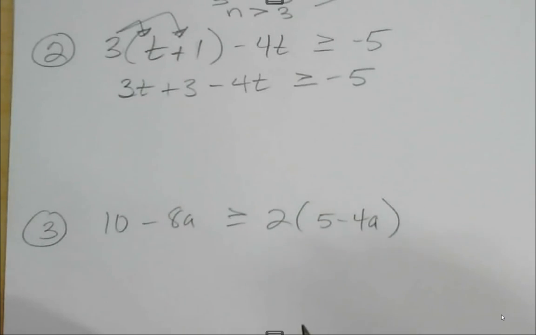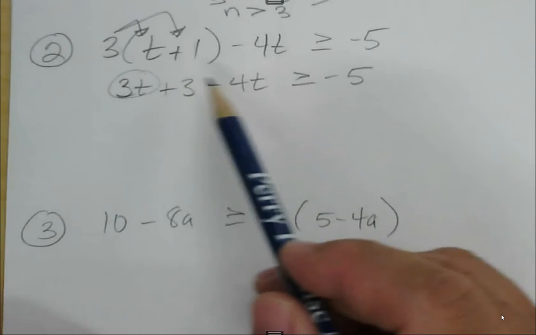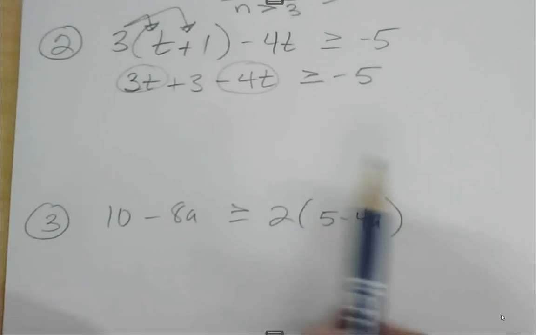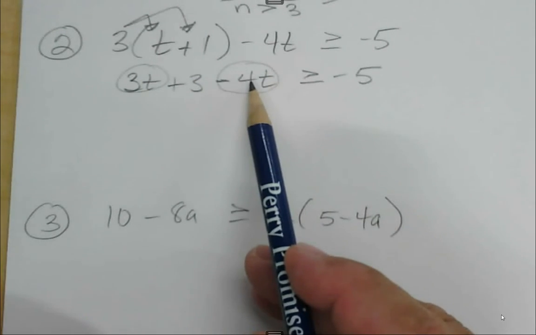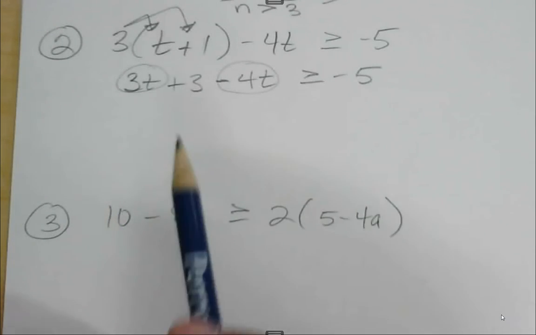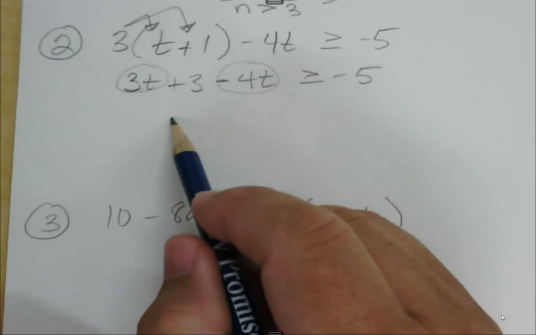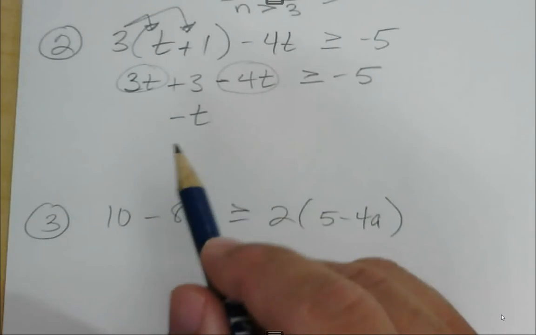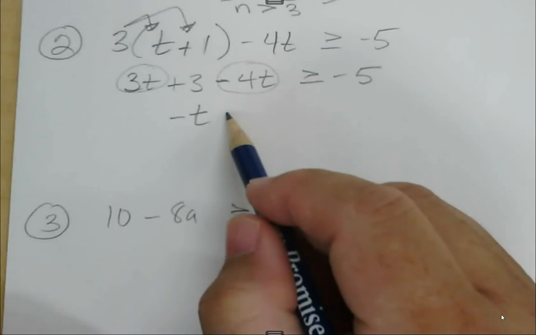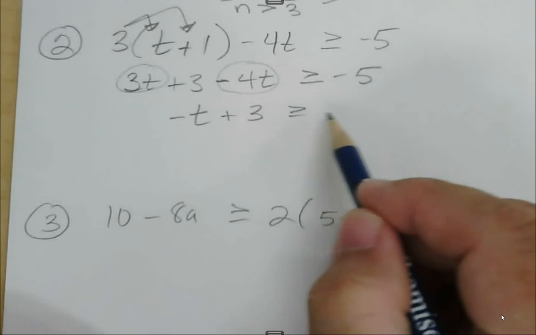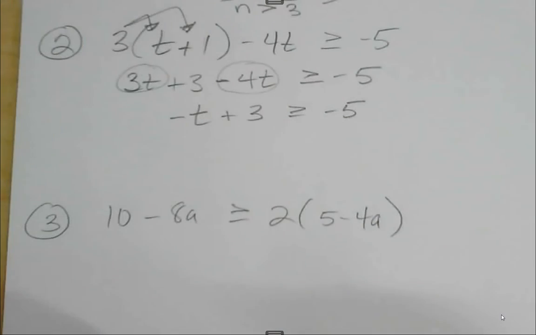But always look to see if you've got any like terms that you can go ahead and combine. So if we look at this, we have 3t and negative 4t. Now remember that negative goes with that particular term. So if I've got 3t minus 4t, that means I'm going to end up with a negative t, so make sure you note that, plus 3 greater than or equal to negative 5, okay?